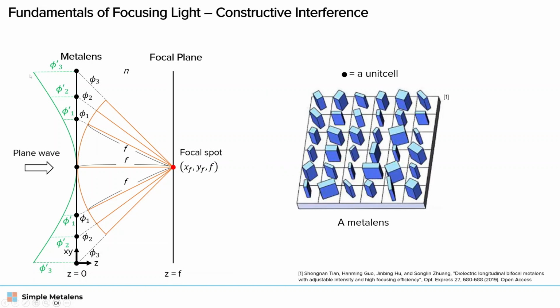For us, the incoming plane here is going to be our metalens, and each point here is a unit cell. So that was it about the physics of focusing light and metalenses.